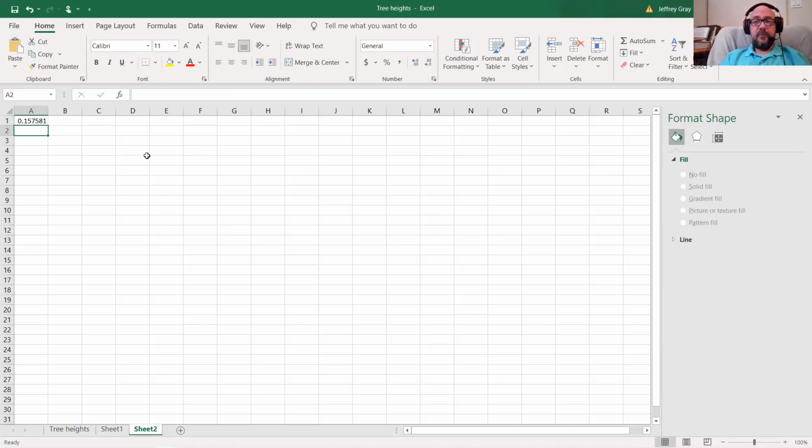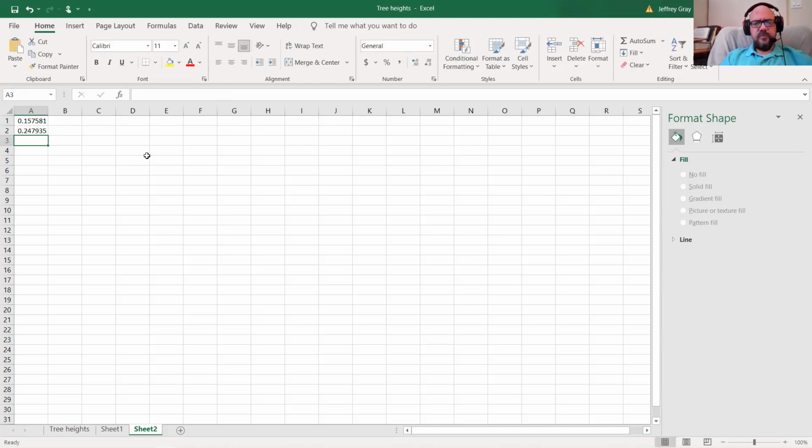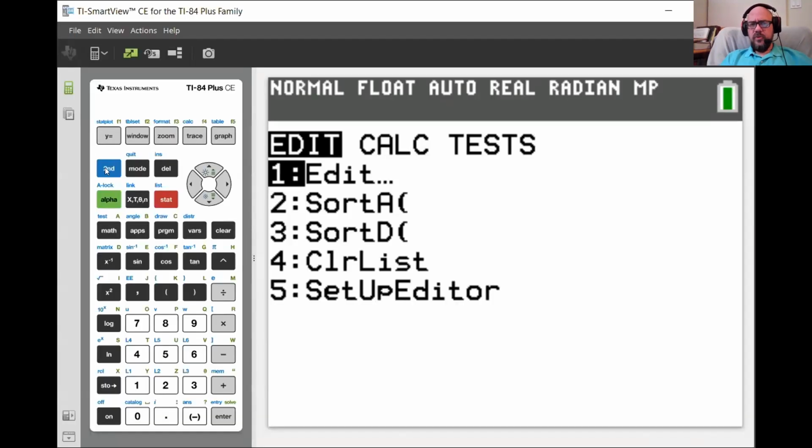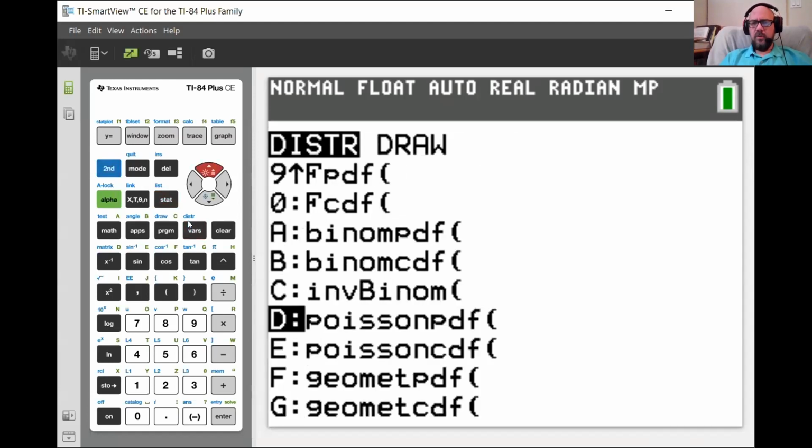The other ones are exactly the same. There's literally no difference. I want the cumulative distribution function equals binom.dist with 6 successes, 10 trials, 74% chance of success, and true. Same number we just found. So there you go. It's binom dist. That is the command you want in Sheets or Excel. And in the calculator, the TI-83 or 84, you want to go to second function of variables, which is distributions, and then look for the one you're looking for, in this case, binomial PDF CDF.